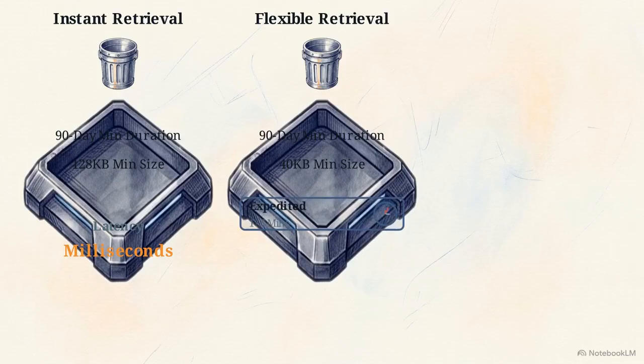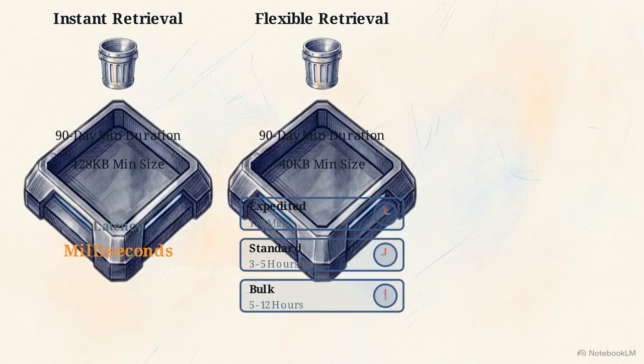Flexible Retrieval operates on 3 distinct brackets: expedited retrievals returning data in 1 to 5 minutes, standard taking 3 to 5 hours, and bulk retrievals taking 5 to 12 hours. The architectural advantage here is the bulk tier. You can retrieve terabytes of archive data in 5 to 12 hours completely free of charge.